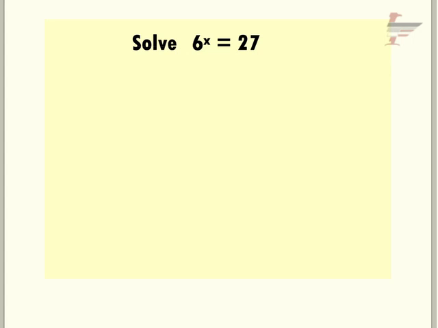So I cannot make 27 a power of 6, and I can't make 6 a power of 27, and 6 and 27 don't share any powers in common, so it's not quite as straightforward as the last example.